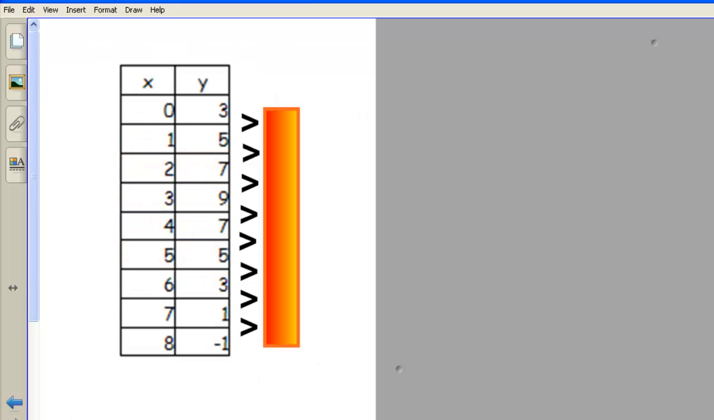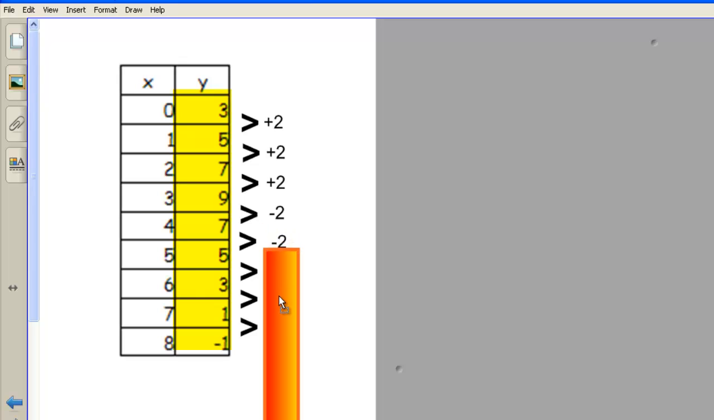Let's do another one. Let's look at this t-chart, or this sequence. Again, the x's go up by 1. Now let's look at the y's. The finite difference of the first term to the second term, I added 2. From 5 to 7, I added 2. 7 to 9, I added 2. But when I get to 9 to 7, now I'm subtracting 2. 7 to 5, I'm subtracting 2. 5 to 3, I'm subtracting 2, and so on.